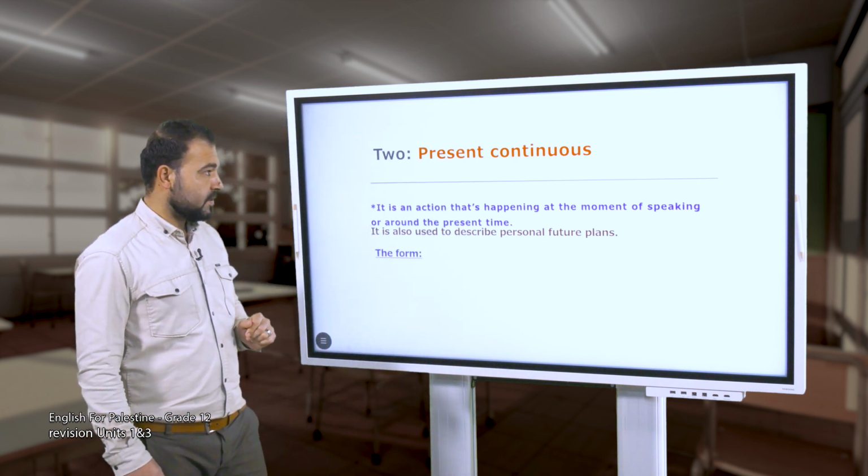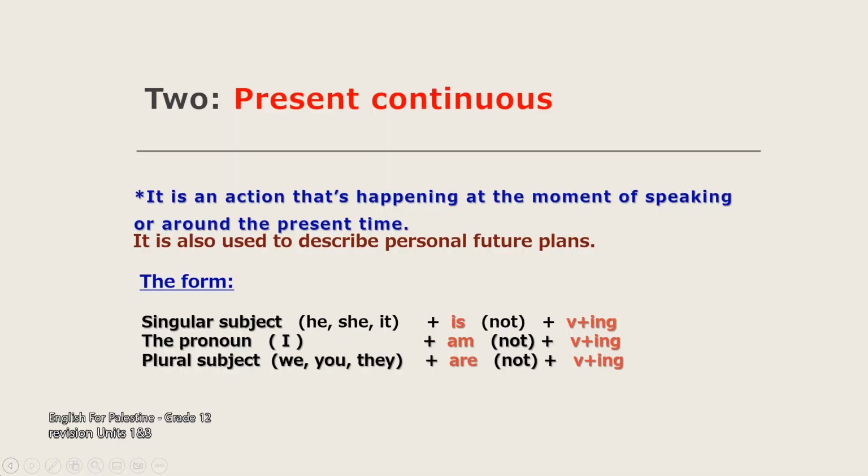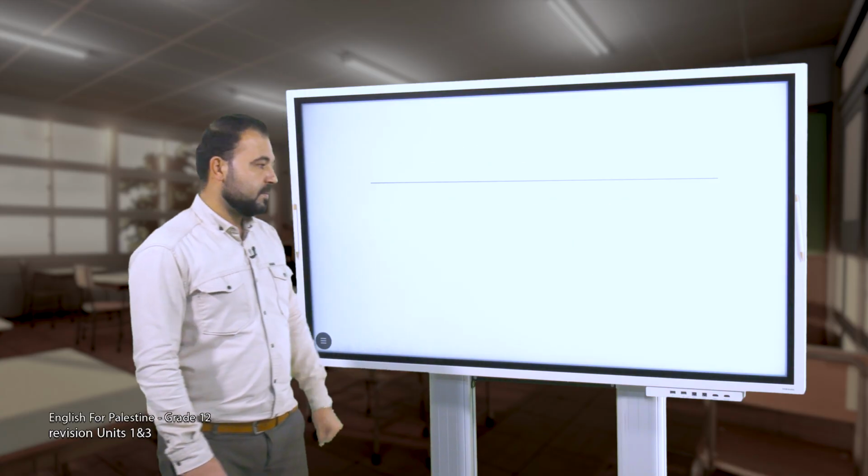The form of the present continuous tense. If there is a singular subject, he, she, it, we use is if the sentence is affirmative, or is not in the negative form, plus the ing form. The pronoun I is followed with am or am not plus the verb with ing. Plural subjects, for example, we, you, they, are followed with are or are not plus verb with ing.